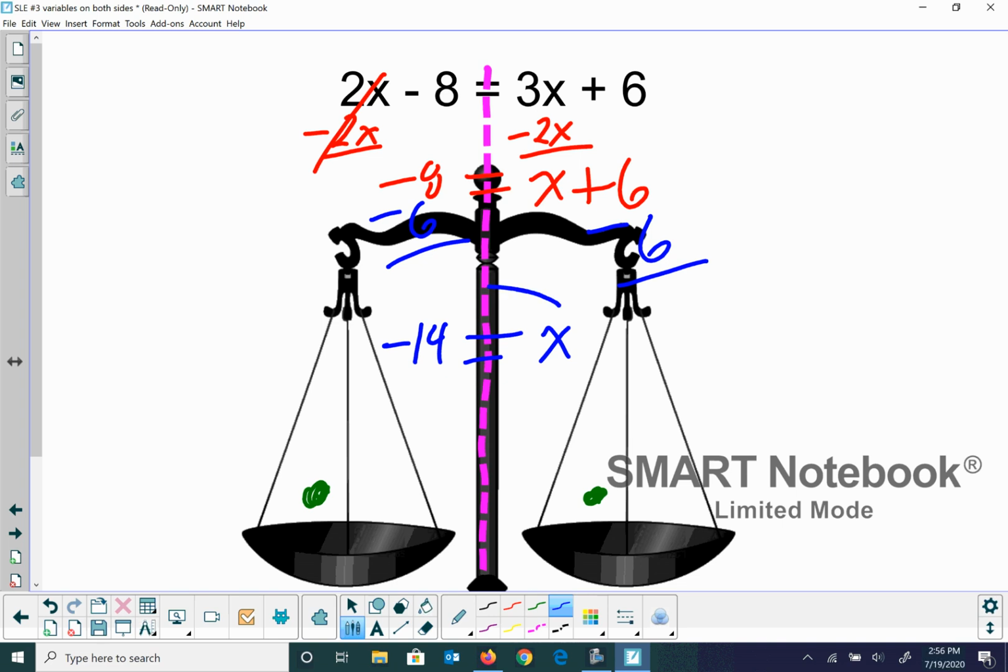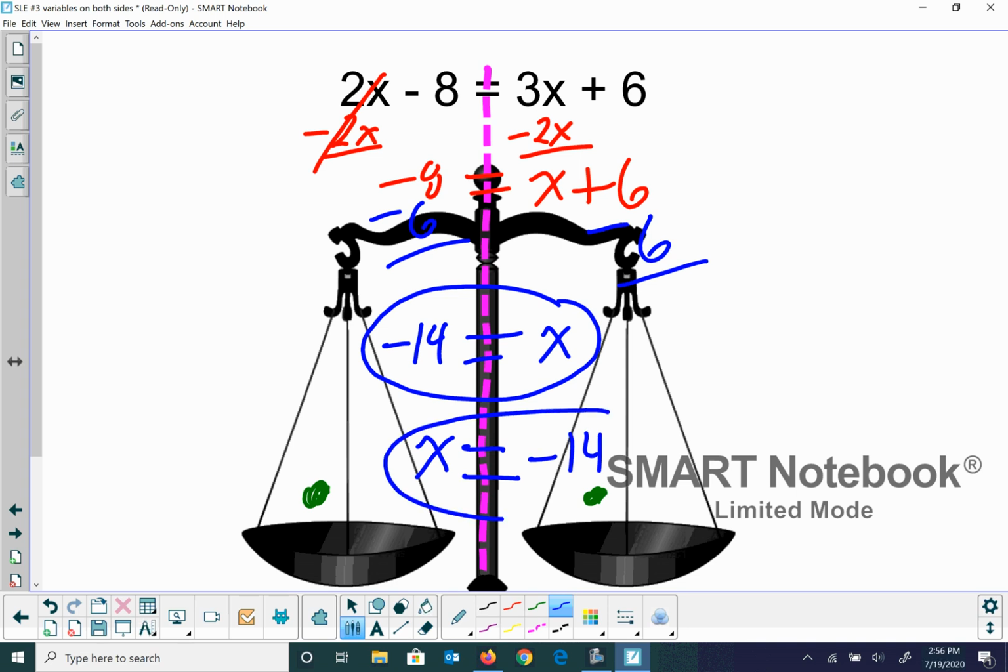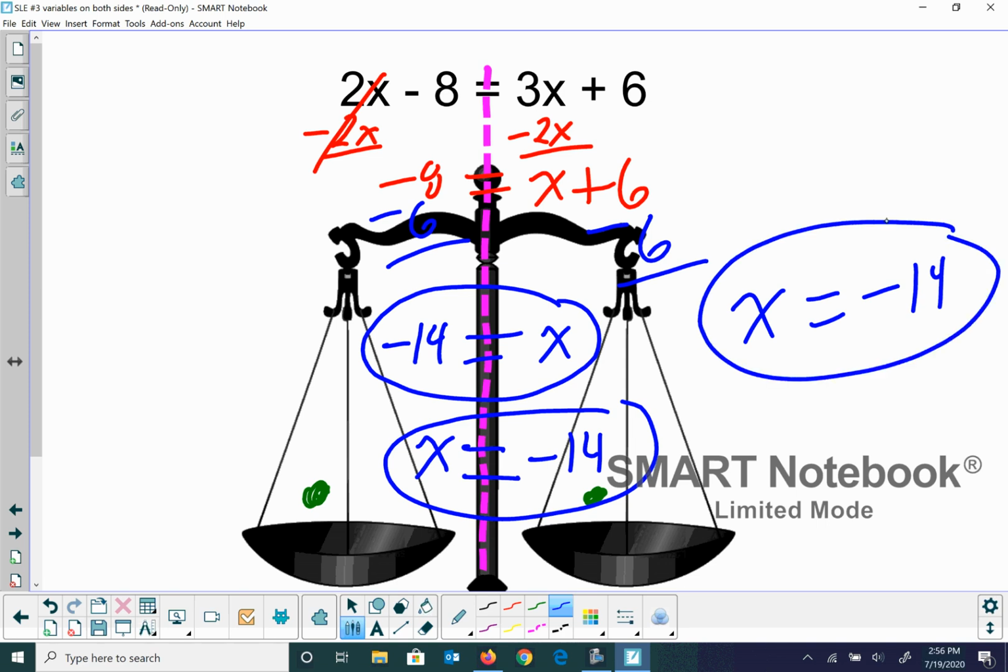And as I said, this answer is totally appropriate. A lot of times we would want you to flip it over. And so I'm just going to write it over here to the side so we don't have this scale in the way. So we find that x is equal to 14. So if we plugged 14 into our original x's in the problem, you would wind up getting a true statement like 10 equals 10 or 6 equals 6 or something like that. Okay?